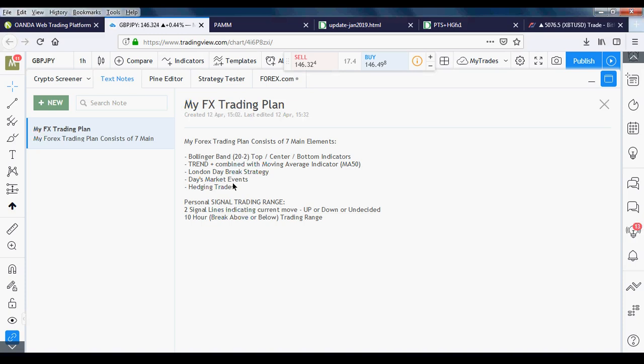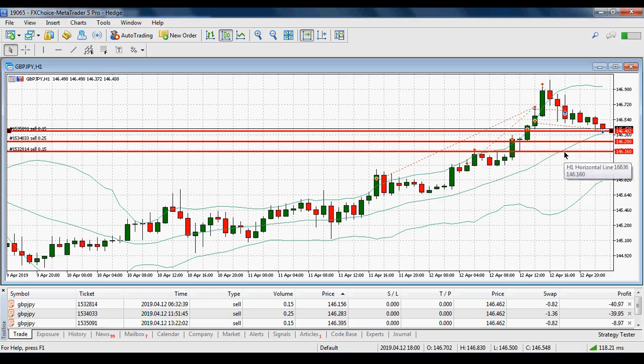It's been like that for about a good month. All right, so today's market event: hedging trades. This is what I mean in here: stacking one against another. If you have this one losing, it goes against you, you buy another one. So if the market still goes against you, buy a third. I go up to 5 hedging trades per pair. And over here we did have 5.